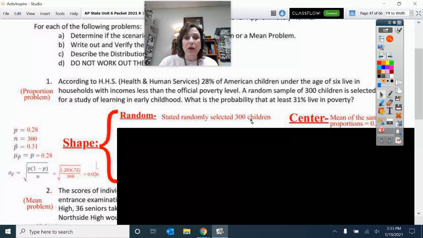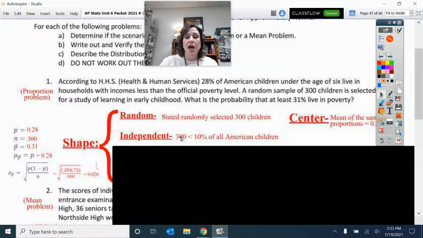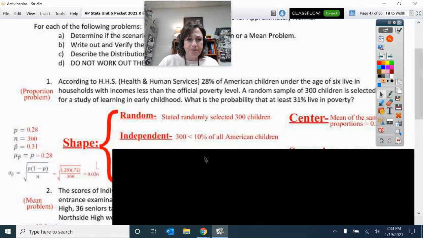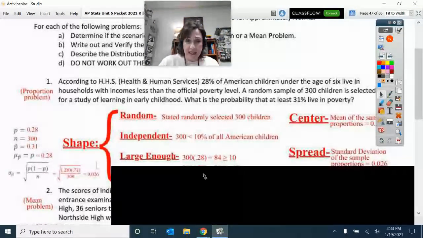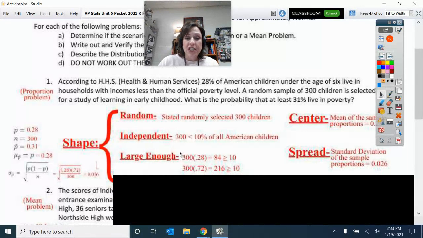So you're identifying what the sample is. Next, independent. N is less than 10% of the population. So here I'm saying 300 is less than 10%, and you're identifying specifically what the population is: all American children. Large enough is tricky because it all depends on mean or proportion. So this is a proportion problem.